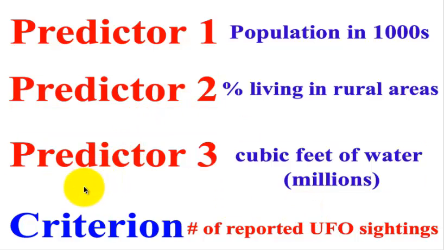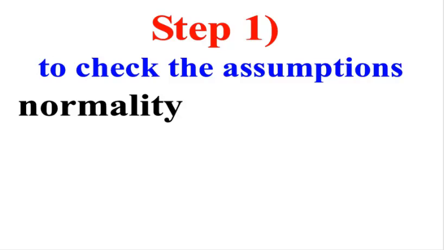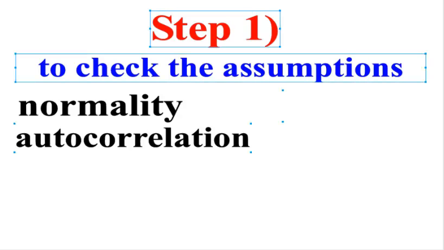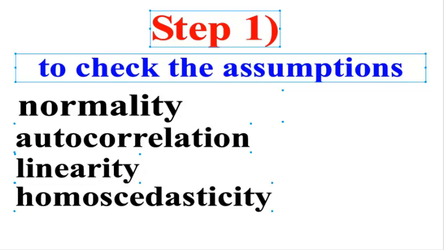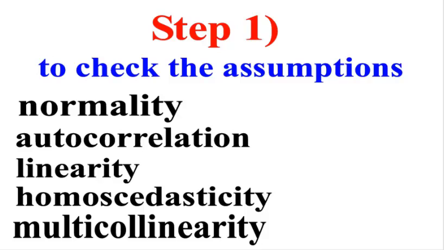And what we're trying to predict is the outcome, or the criterion, or the DV, is the number of reported UFO sightings a city will have. Step 1, you're going to run a simultaneous multiple regression with your predictors and your criterion to check the assumptions of the data. So what were the assumptions again of a multiple regression? Normality, always normality, autocorrelation, linearity, homoscedasticity, last but not least, multicollinearity. So we're going to address these assumptions one at a time.